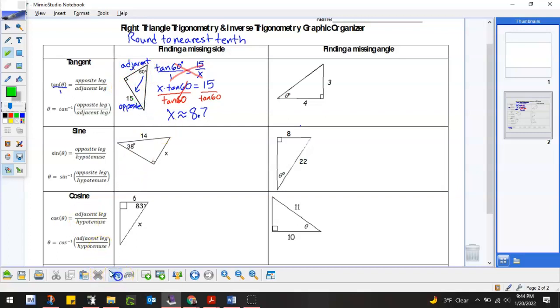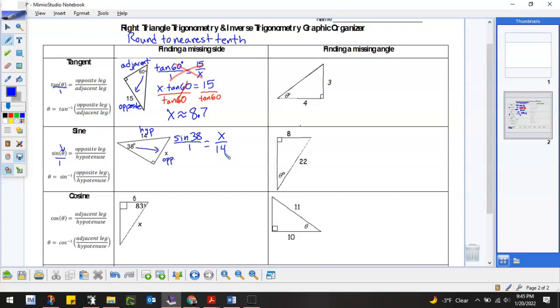So, all right, next one is with sine. Again, I like to use cross multiplying, so I'm going to put my sine of theta over 1. So here we go. And all this theta symbol means is angle. So I'm going to go ahead and say sine of 38, my angle, over 1 equals sine is opposite over hypotenuse. So x over 14.